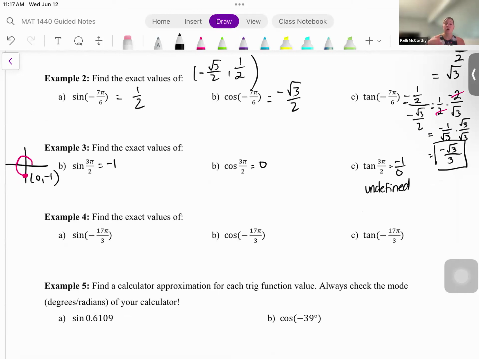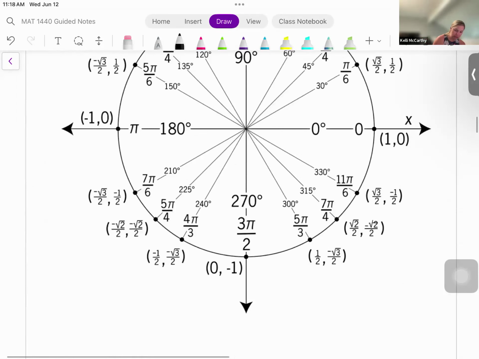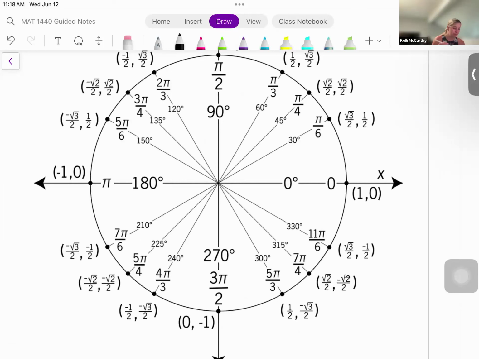-17 pi over 3. We could look for a coterminal angle by subtracting multiples of 2 pi. It's really up to you how you want to do that. I'm just going to start using my multiples of pi over 3 and counting to 17s pretty quick. So let's go back to that unit circle to illustrate this. It's negative 17 pi over 3.